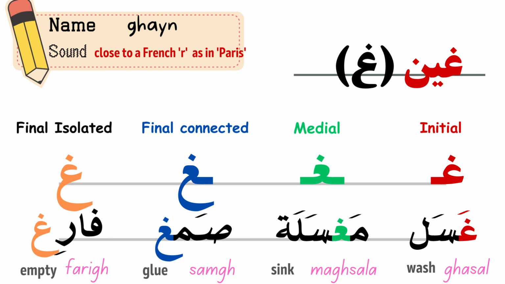The letter ghayn. Word غسل shows the initial form of the ghayn. Word مغسلة shows the medial form of the ghayn. Word صمغ shows the final form connected of the ghayn. And word فارغ shows the final form isolated of the ghayn.